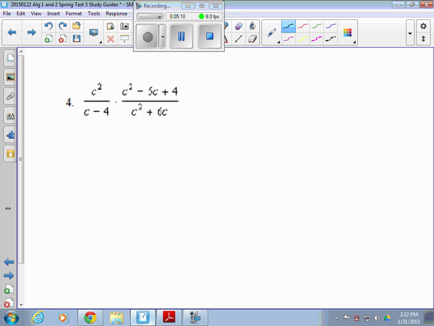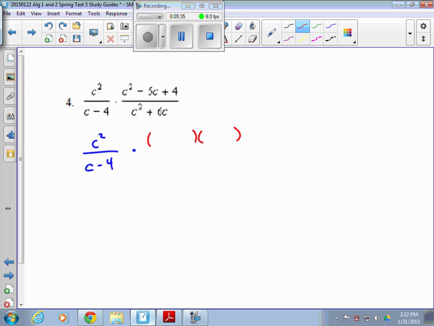C squared over c minus 4 times c squared minus 5c plus 4 over c squared plus 6c. What you want to do is take out and factor things out. Once things are factored out, you can see what you can undo. You have c squared over c minus 4. You can't take away that c squared over c because it's subtracting 4. We can factor out the other fraction, though.